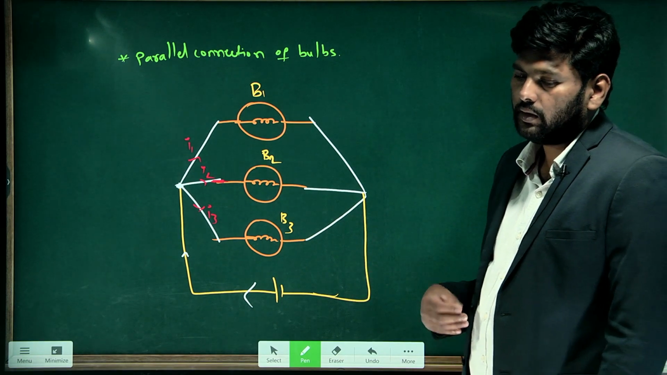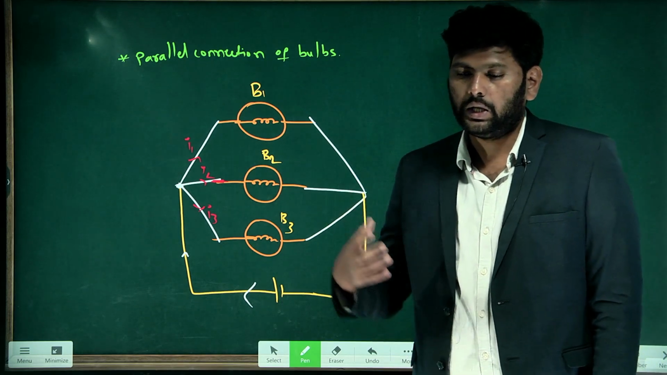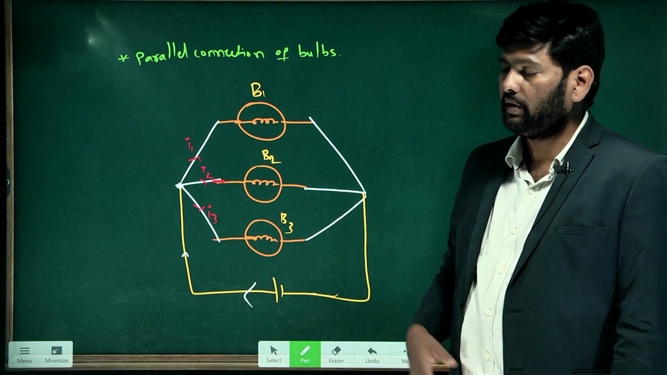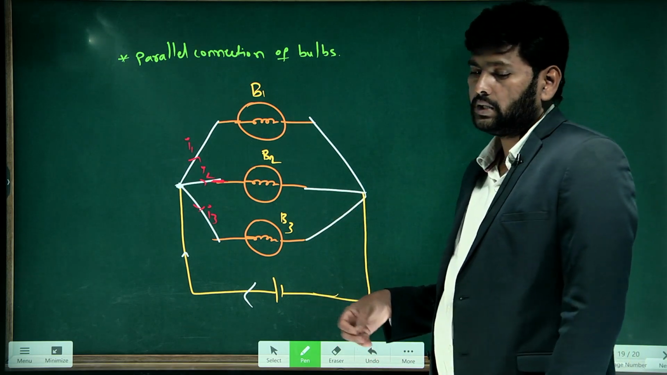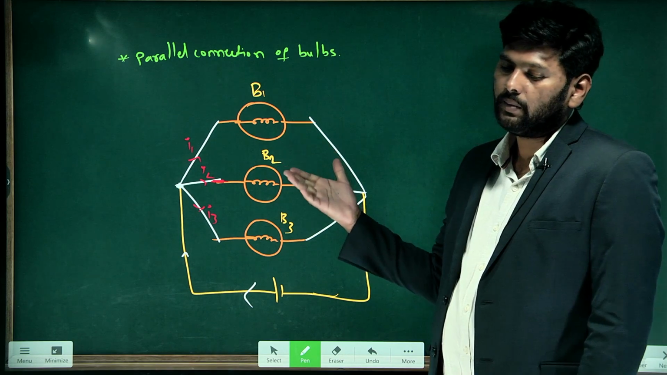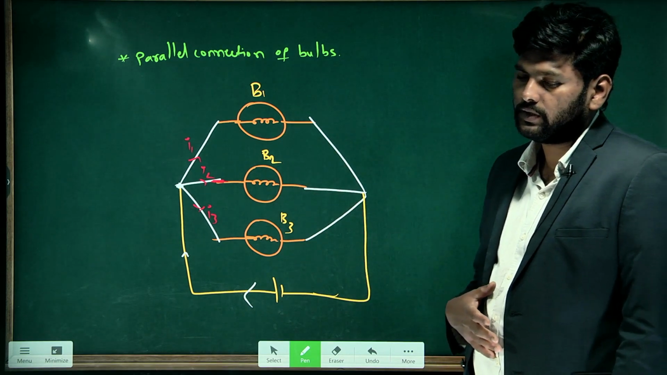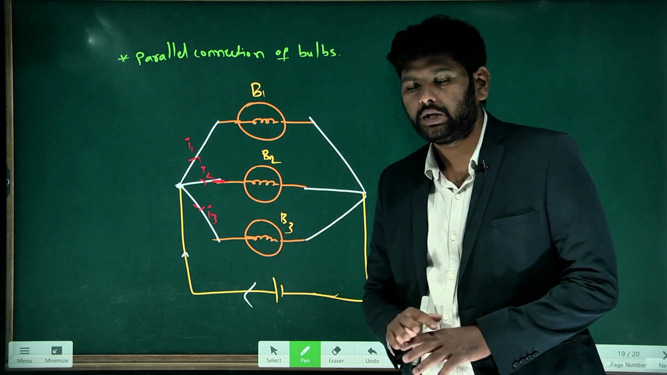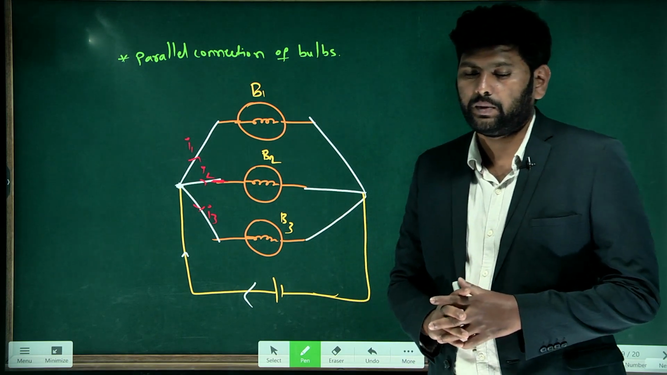If any bulb gets damaged, the other bulbs will not work. But in a parallel connection, if any bulb or any connection goes wrong, the other bulbs will work as well. So among the two, which connection is good for household supply?